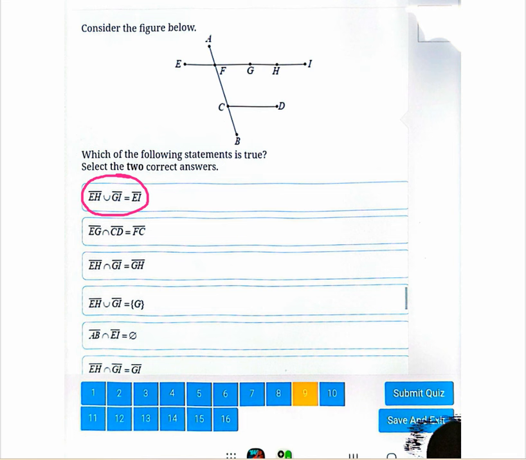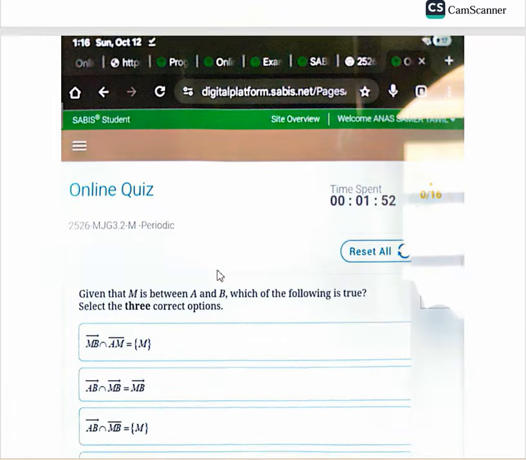Next one, let's do the next one. EG, segment EG, and then CD. FC, no, there's nothing common between them. Ignore that. Next one, EH. And then there is GI. What is common between them? GH. Intersection, right? Let me use different colors so you can see better. So it's going to be, sorry, my bad, EH, and then you use another color, GI, this one. What is going to be GH? Yep, that is one of the answers. So two answers. Let's go to the next one.